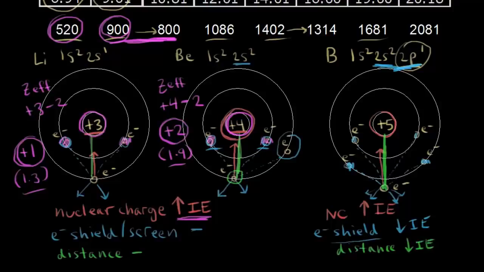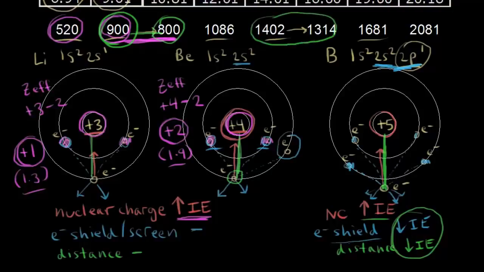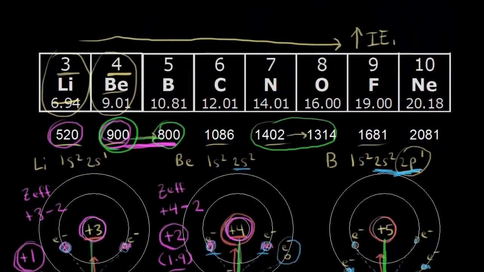And so we add up all three of these factors. Distance says decrease in ionization energy, electron shielding says decrease in ionization energy. Those two turn out to be a little bit more important than the increased ionization energy due to the increased nuclear charge. And so that's the reason for this drop in ionization energy that you see from beryllium to boron. So that explains this first exception to the general trend. Next, let's talk about this other exception here, this drop in ionization energy from nitrogen to oxygen.